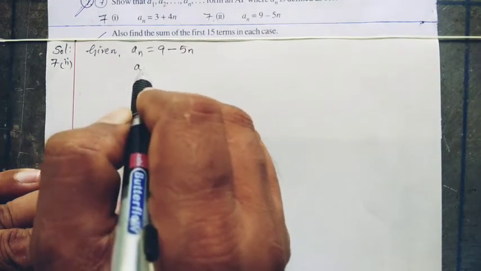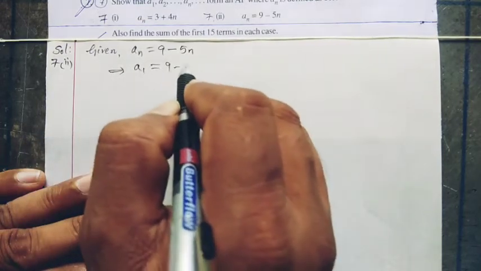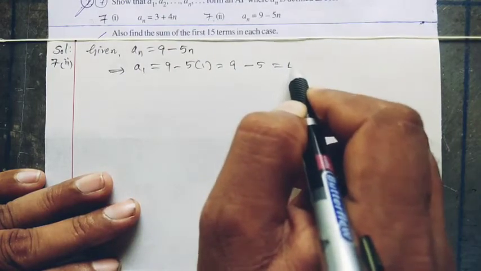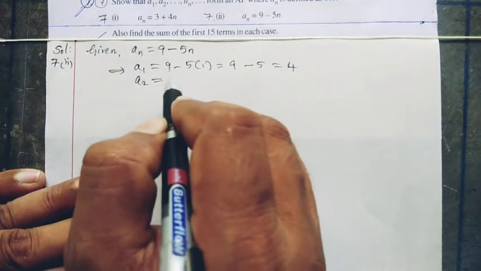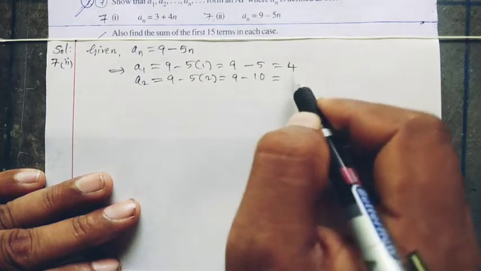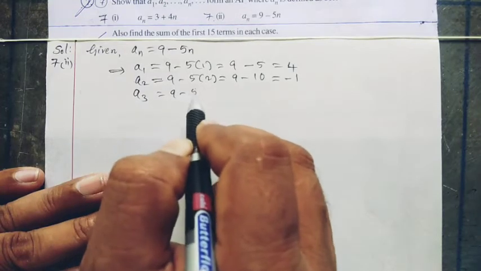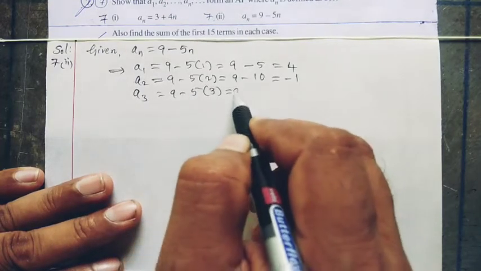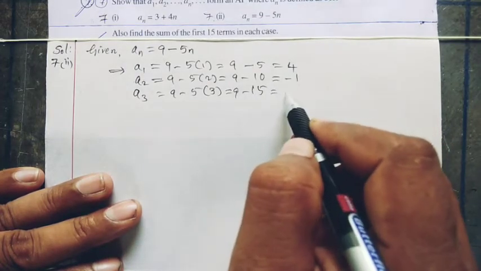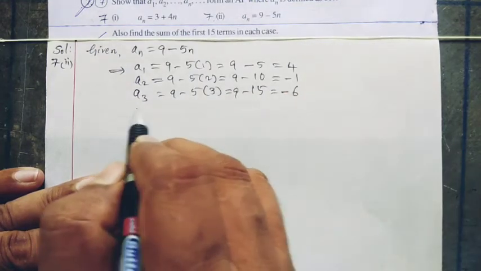If n = 1, then A1 = 9 - 5 × 1 = 9 - 5 = 4. A2 = 9 - 5 × 2 = 9 - 10 = -1. A3 = 9 - 5 × 3 = 9 - 15 = -6. Like this it will come.